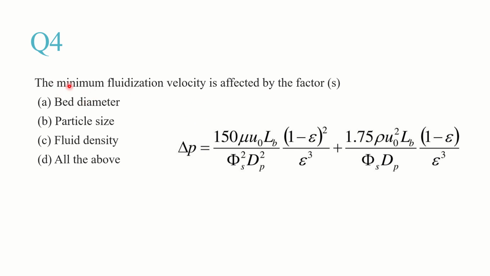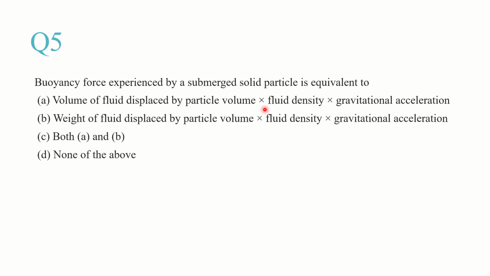What affects the minimum fluidization velocity is the bed diameter, particle size, and the fluid density. Actually, all of these affect the minimum fluidization velocity, because fluid density is there, particle size is also there, and bed diameter would again influence the packing of the particles. So the answer to this is all of the above. We'll just move on to question 5.